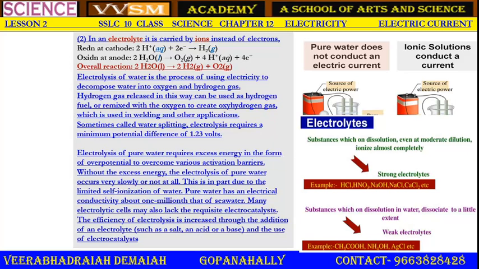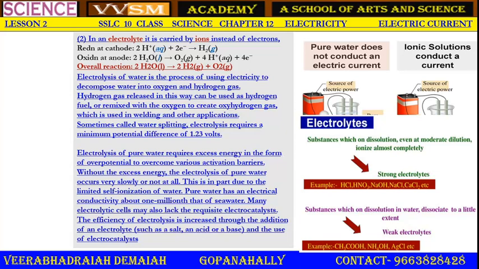Electrolysis of water is the process of using electricity to decompose water into oxygen and hydrogen gas. Hydrogen gas released in this way can be used as hydrogen fuel or remixed with the oxygen to create oxyhydrogen gas, which is used in welding and other applications. Sometimes called water splitting, electrolysis of water. You know, my dear friends, electrolysis requires a minimum potential difference of 1.23 volts to decompose water.